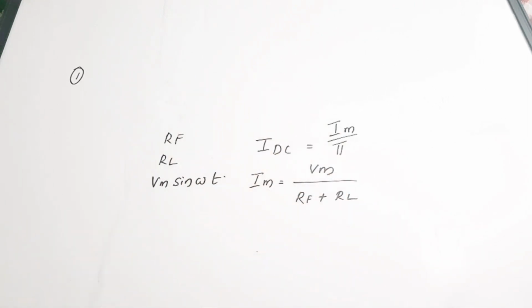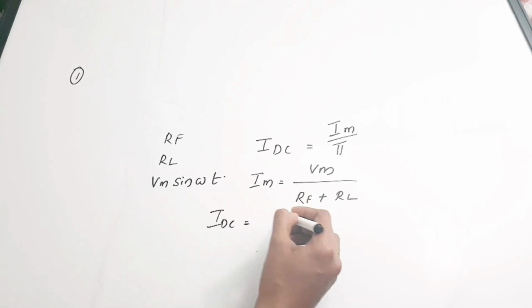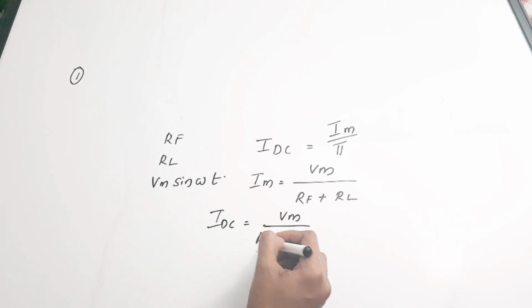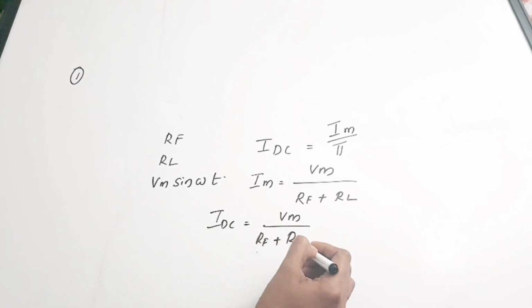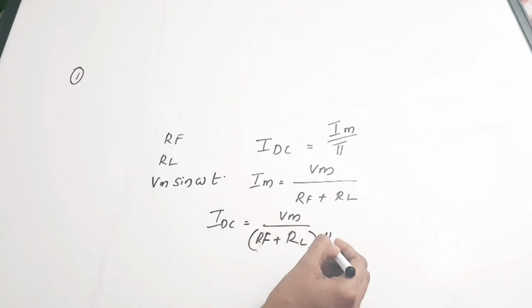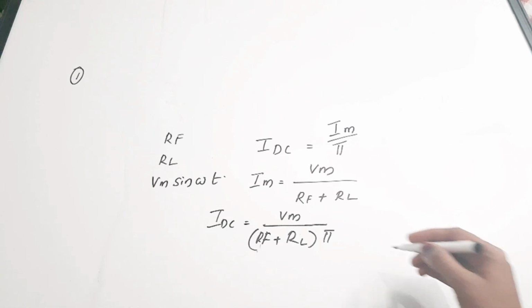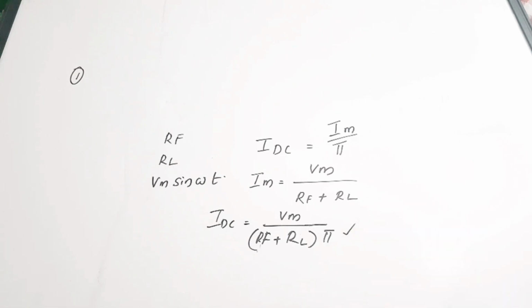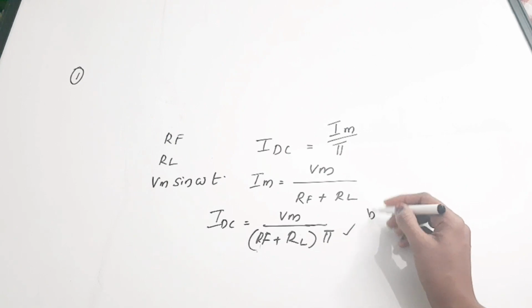Now Im by pi is the value for IDC. So IDC is equal to Vm by (RF plus RL) into pi. Okay, so the equation Vm by (RF plus RL) into pi is the value for your DC current, and the correct answer coming is option B.